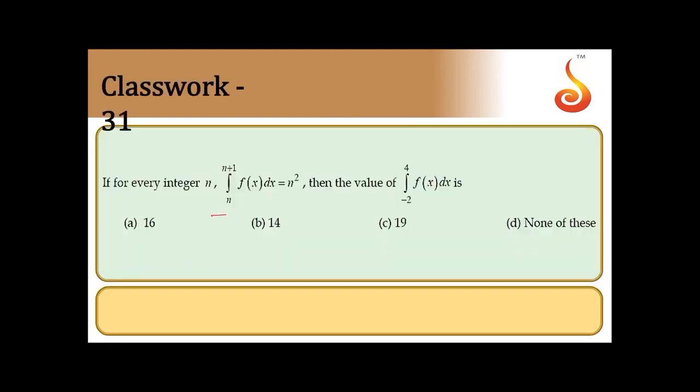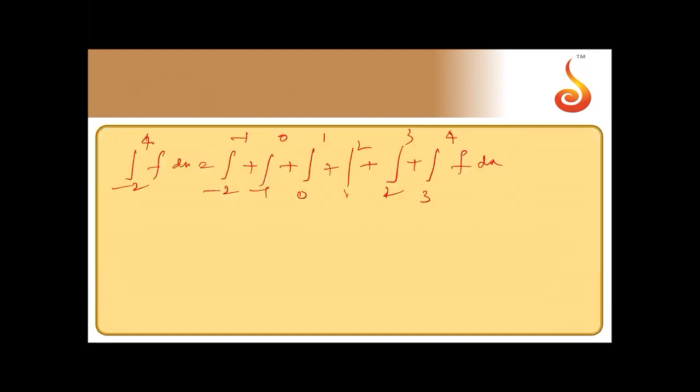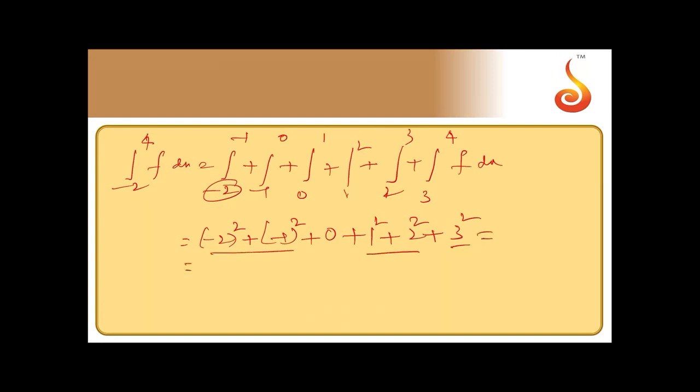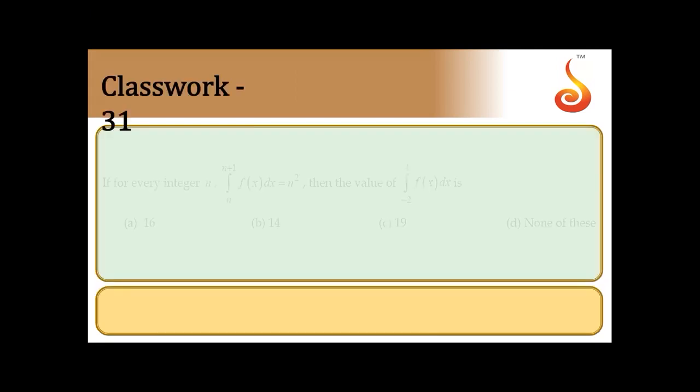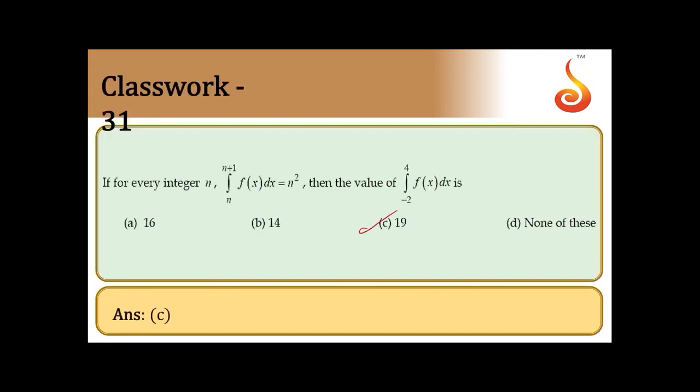But for every interval between two consecutive integers n to n plus 1, the value is equal to the lower limit square. So that is nothing but the square of the lower limit: minus 2 taken whole square, minus 1 taken whole square, plus 0, plus 1 square, plus 2 square, plus 3 square. So the answer for this one is 5 plus 1, 10 plus 10 plus 9, 19. So the answer is equal to 19.